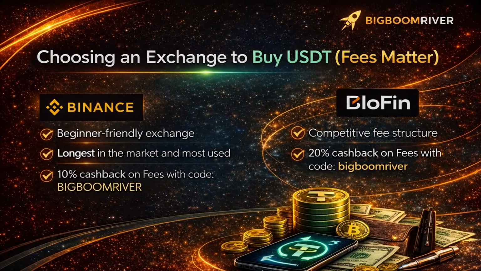When you buy USDT on an exchange, the exchange charges a small trading fee. Most beginners don't think about this, but over time, those fees add up. Some exchanges offer referral programs that reduce those fees through cashback. For example, Binance offers a permanent fee discount when using a referral code. Other platforms like BloFin offer even higher cashback structures. So depending on which exchange you use, you can significantly reduce your transaction costs over time. If you're going to deposit and withdraw regularly, that actually matters a lot.